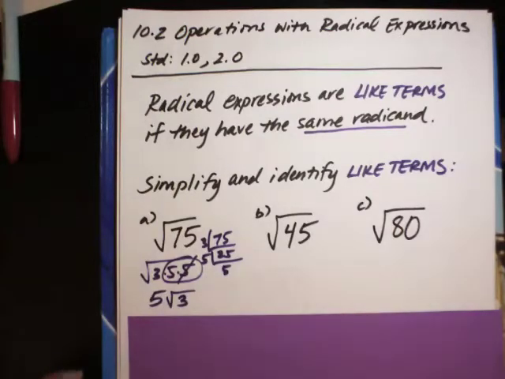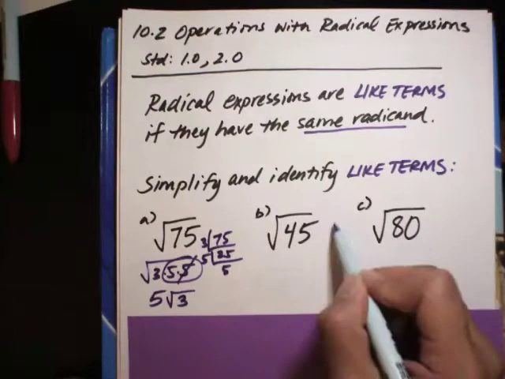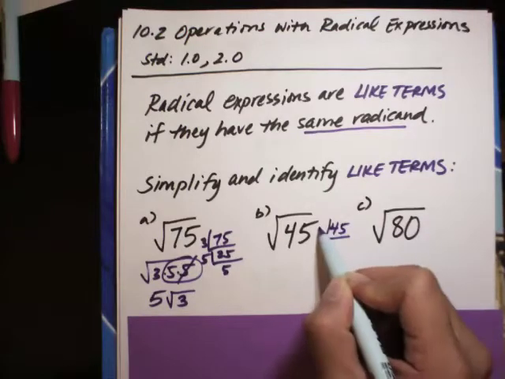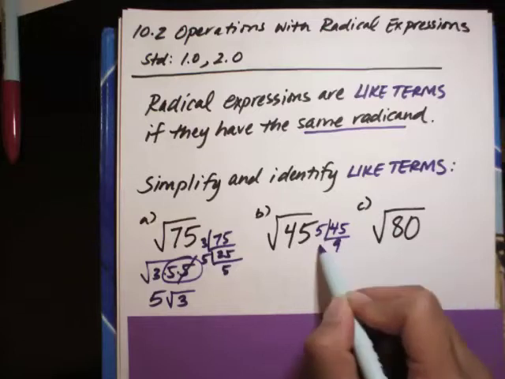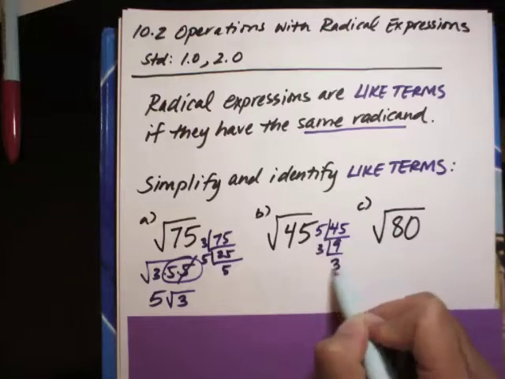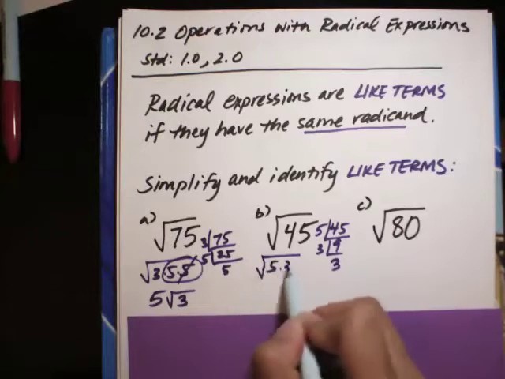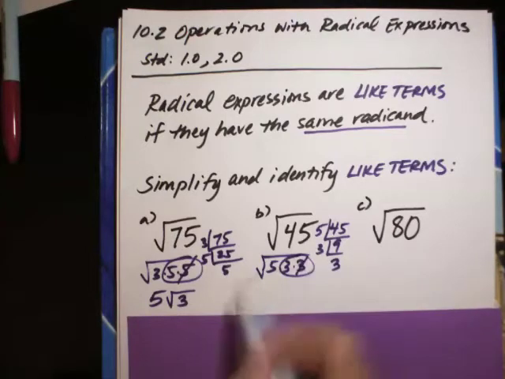Okay, let's simplify radical 45. Again, I'm going to find the prime factorization. This is 5 times 9, and 9 can be broken out as 3 times 3. So radical 45 is the same as 5 times 3 times 3. We have our pair, kill one off, set one free. So you'll have on the outside 3 and 5 underneath the radical sign.